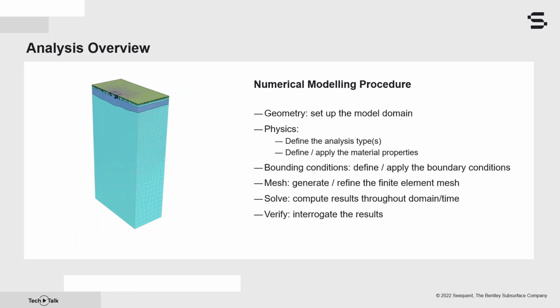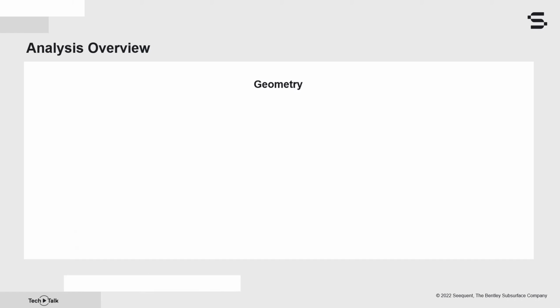In the first part of this webinar series, we will focus on the first step of the presented numerical modeling procedure and create the three-dimensional model domain associated with our project. The remaining steps will be covered in Part 2 next month. Before opening GeoStudio, let us review the steps we will take to generate the 3D geometry. The three-dimensional geometry will be created using GeoStudio's 3D geometry creation tools with inputs from a Leapfrog geological model.